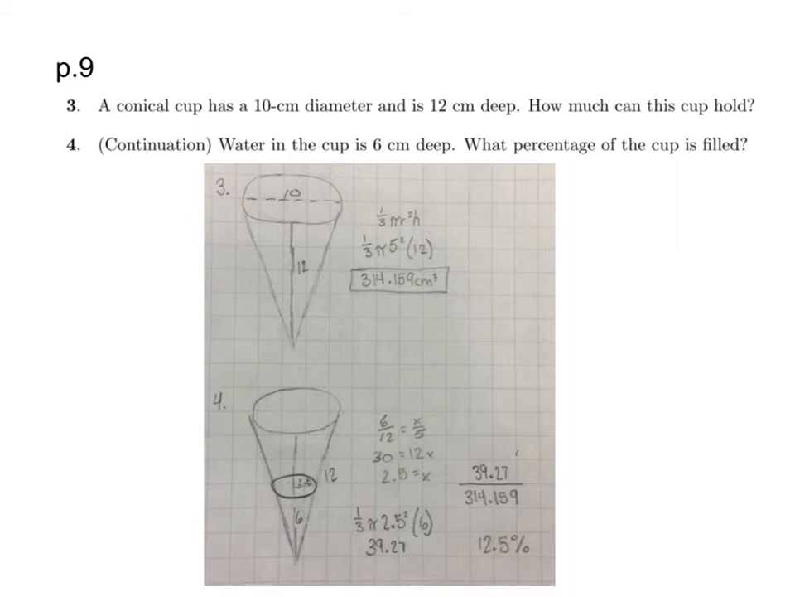And then for number 4, water in the cup is 6 centimeters deep. What percentage of the cup is filled? We did a proportion to find the radius of the 6 centimeter deep circle, and then we just did the same formula to find 39.27, and then we divided that by 314.159, and we ended up getting 12.5%. Wait, wouldn't the radius for the second one be 5? No, that's for the first one, the radius.